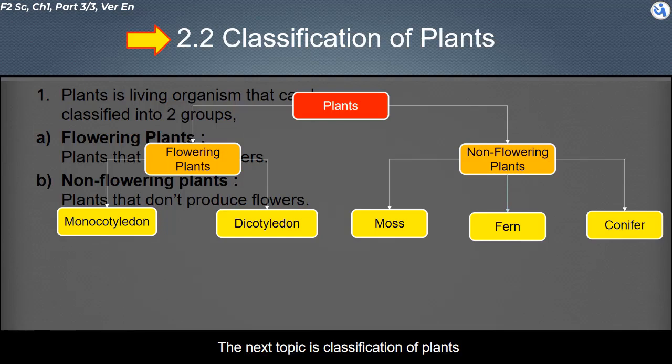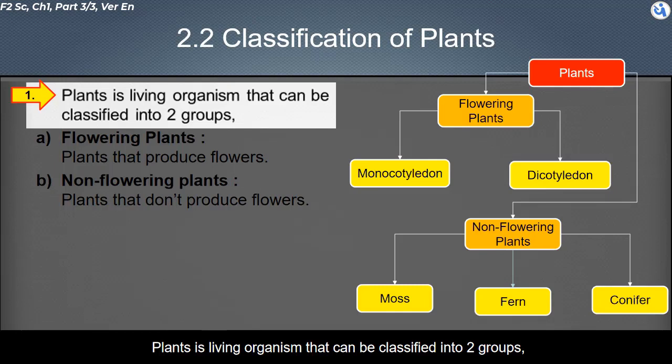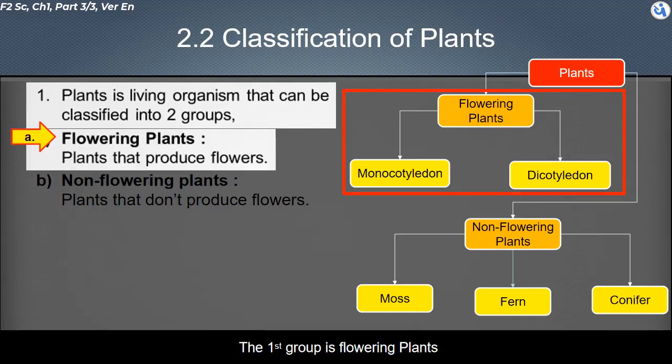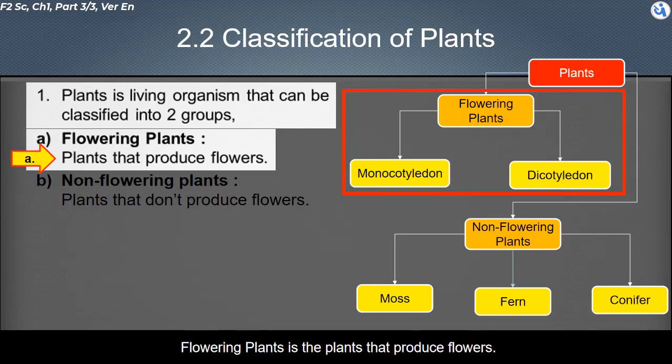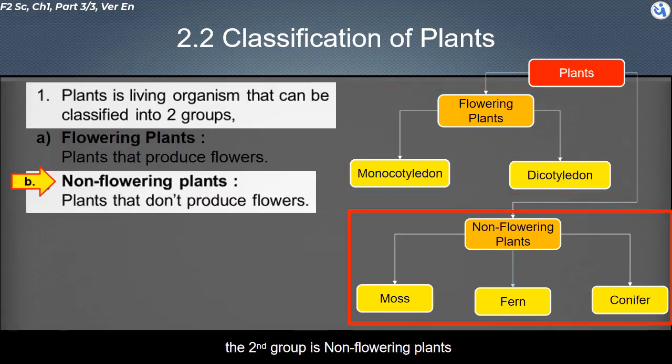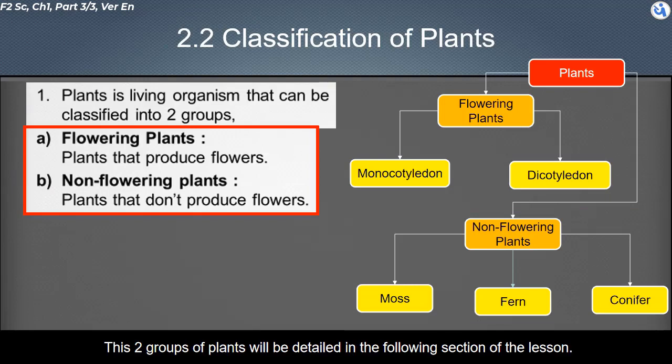The next topic is classification of plants. Plants are living organisms that can be classified into two groups. The first group is flowering plants. Flowering plants are the plants that produce flowers. The second group is non-flowering plants. Non-flowering plants are the plants that don't produce flowers. These two groups of plants will be detailed in the following sections of the lesson.